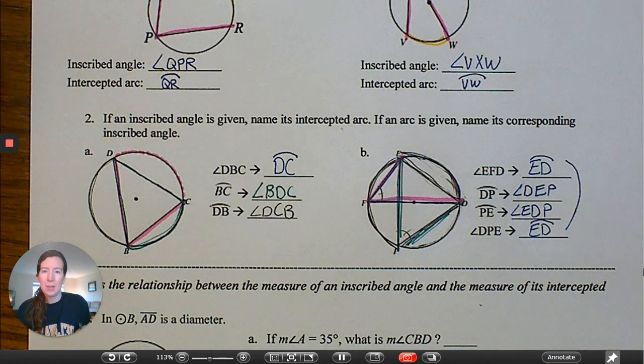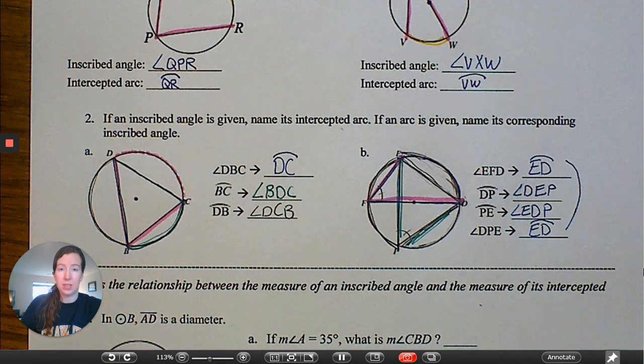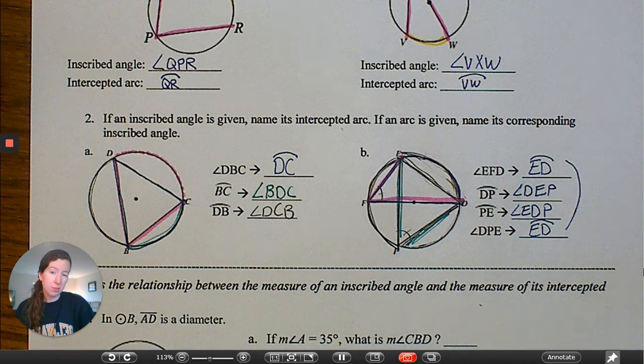All right, now that we've been able to identify where the intercepted arcs and where the inscribed angles are, let's see if we can figure out about their measures. So we know that the central angle is equal to the measure of its intercepted arc, right?